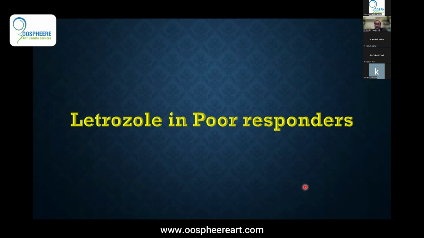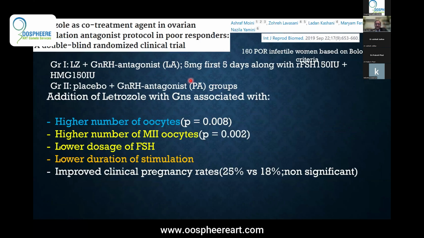Another adjuvant you must remember is letrozole in poor responders. The recent studies say that you're going to use recombinant FSH or probably HMG, whichever, in an antagonist protocol for poor responders.